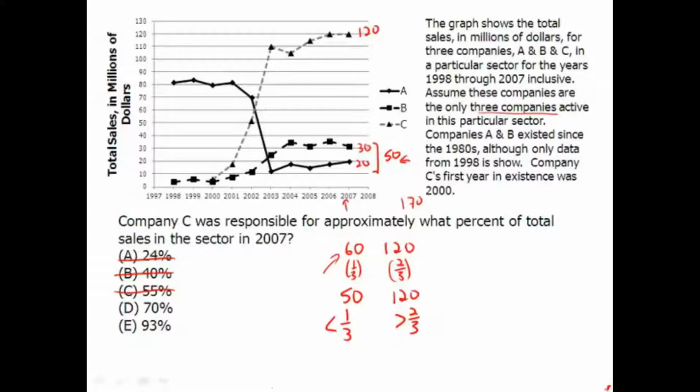10% of 170 is 17. 50 is clearly larger than that. In fact, it's about 3 times that. So in other words, the other two companies cannot account for only 7% of the distribution. So this cannot be right, and D is the only possible answer.